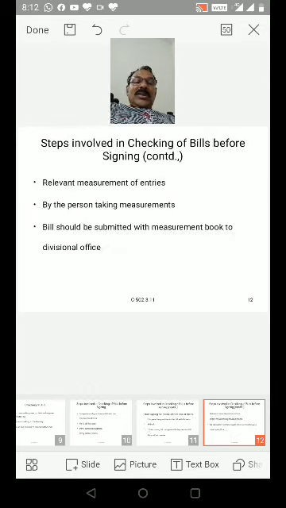Continuing the steps involved in checking of bills before signing: relevant measurement entries by the person taking measurements. The bill should be submitted with the measurement book to the divisional office, that is, the executive engineer's office.